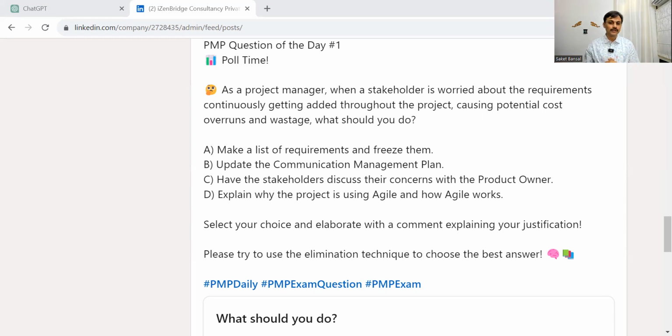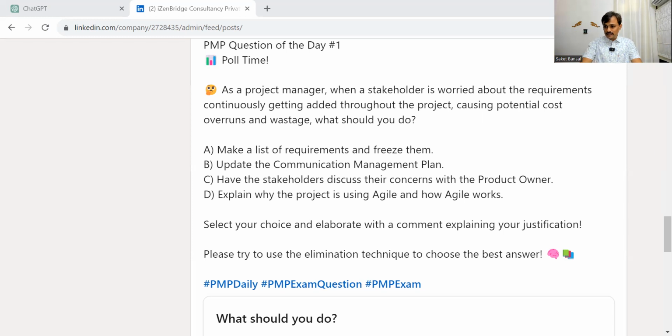So what you should do: make a list of requirements and freeze them, talk about improving the communication management plan, tell the stakeholder to discuss the concern with the product owner, or explain the project, that why we are using Agile and how it works. Yeah, so these are the four options.